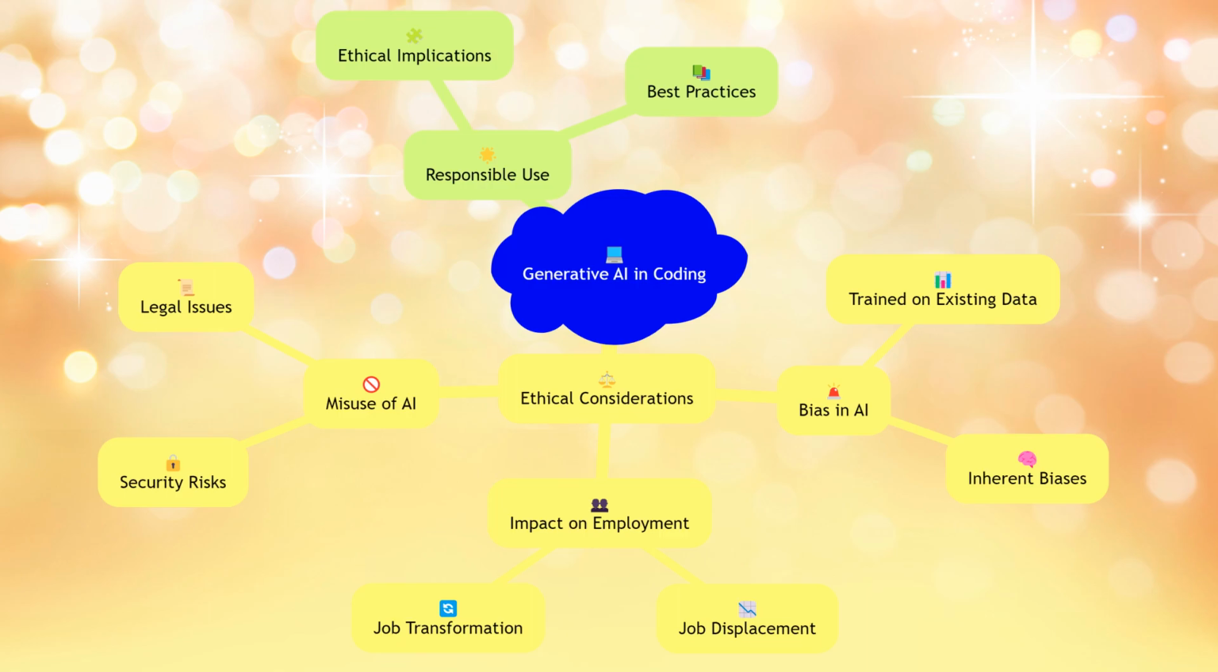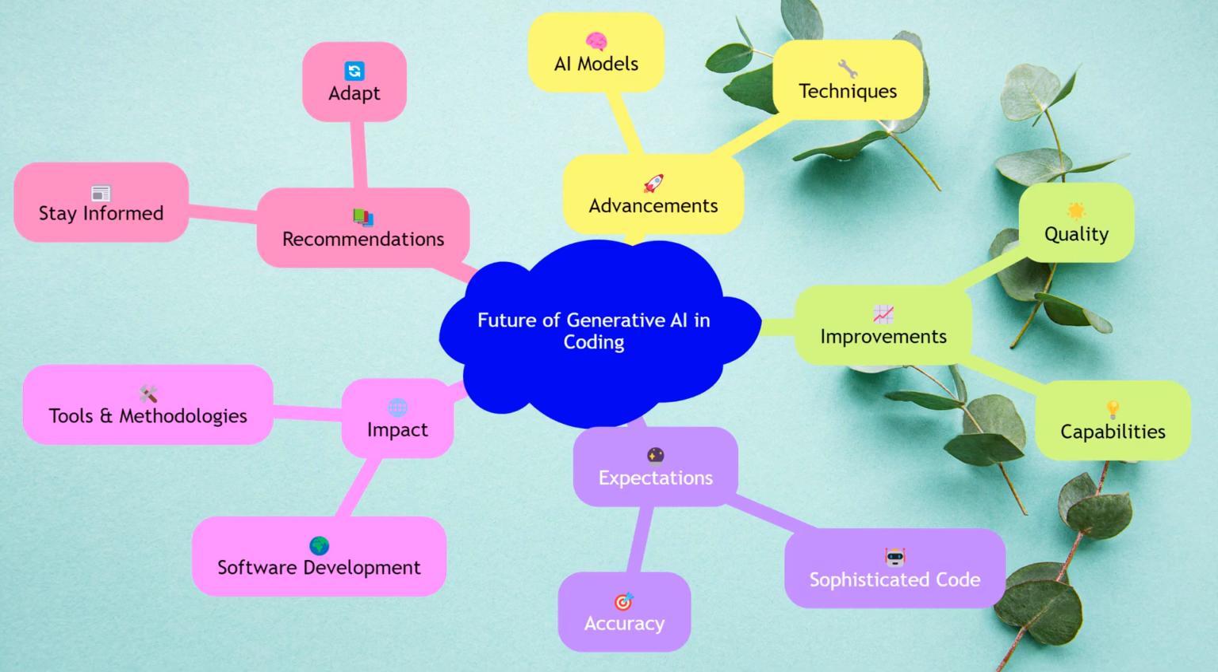The future of generative AI in coding is promising, with advancements in AI models and techniques continually improving the quality and capabilities of generated code. As these technologies evolve, we can expect even more sophisticated and accurate code generation, further transforming the software development landscape. Developers should stay informed about the latest developments in generative AI and be prepared to adapt to new tools and methodologies.